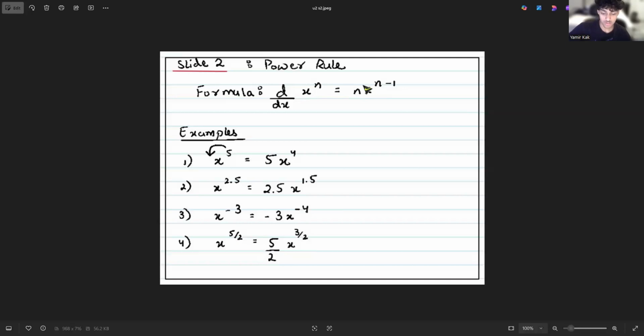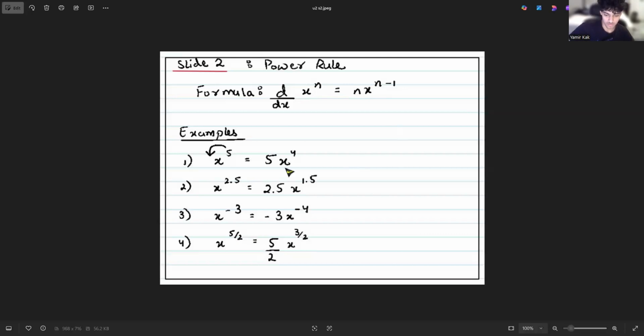When we have a function like x raised to the power of n, the power rule tells us to do two things. Bring the exponent down and multiply, so the n comes to the front. Then subtract 1 from the original exponent so that the new exponent becomes n minus 1. Now we'll look at some examples just to make this more clear.